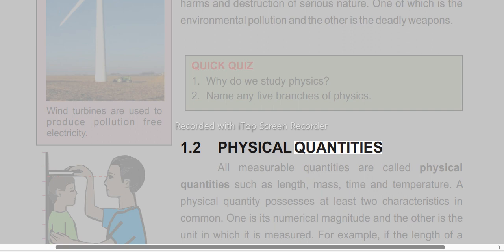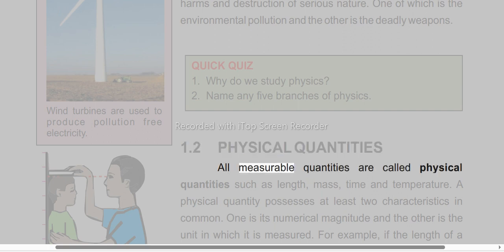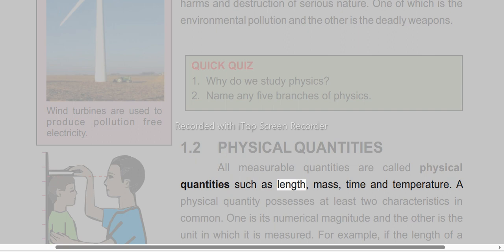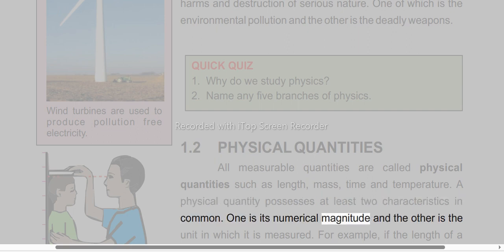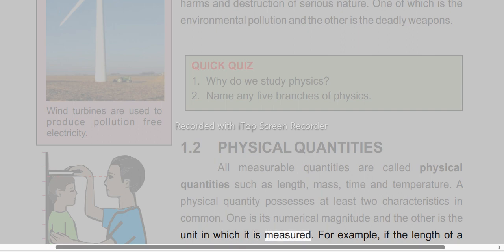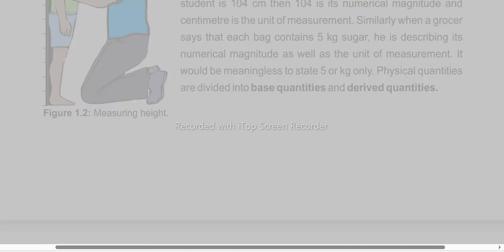1.2 Physical quantities. All measurable quantities are called physical quantities such as length, mass, time, and temperature. A physical quantity possesses at least two characteristics in common. One is its numerical magnitude and the other is the unit in which it is measured. For example, if the length of a student is 104 centimeters, then 104 is its numerical magnitude and centimeter is the unit of measurement. Similarly, when a grocer says that each bag contains 5 kilograms sugar, he is describing its numerical magnitude as well as the unit of measurement. It would be meaningless to state 5 or kilogram only.